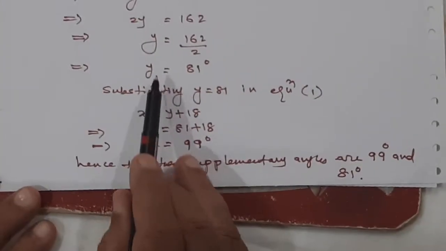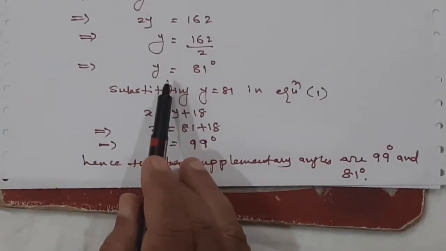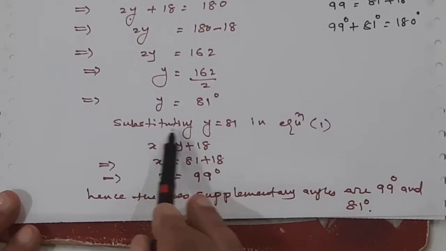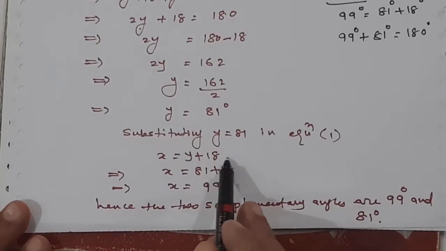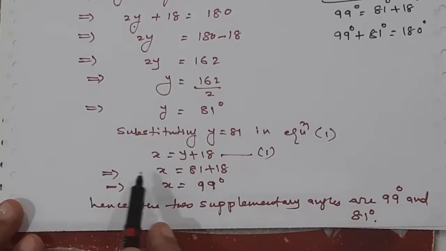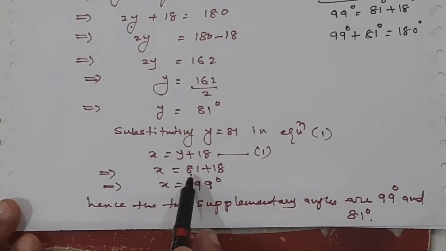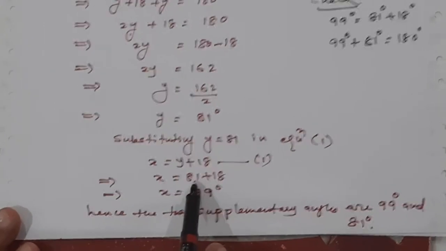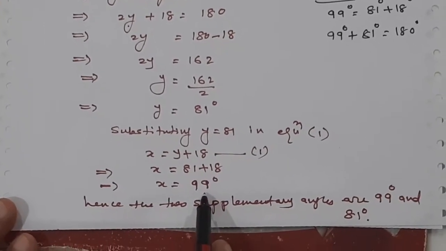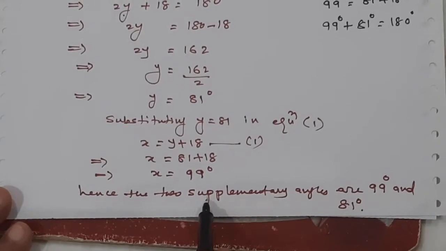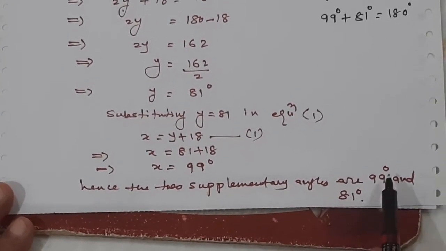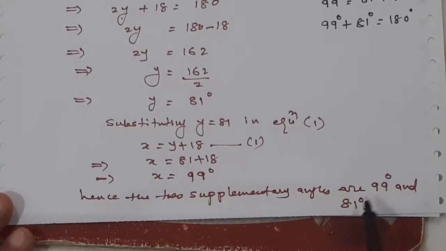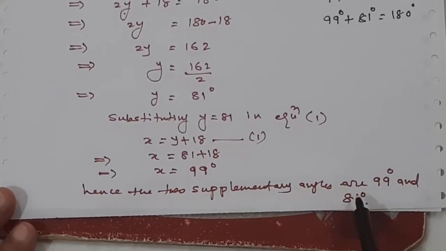Now substituting the y value in equation 1. Substituting y is equal to 81 in equation 1. So take equation 1 and substitute the value of y, that is 81. The answer will be 81 plus 18, 99 degrees. Hence the two supplementary angles are 99 degrees and 81 degrees. Don't forget to write the symbol of degree, otherwise it will be taken wrong.